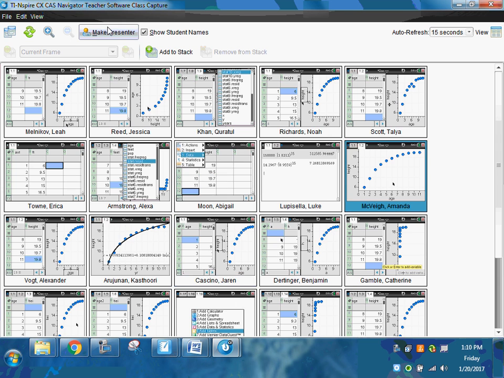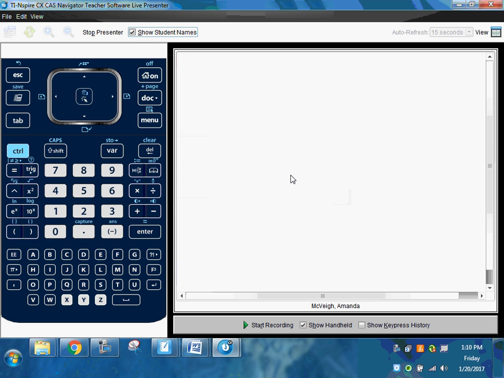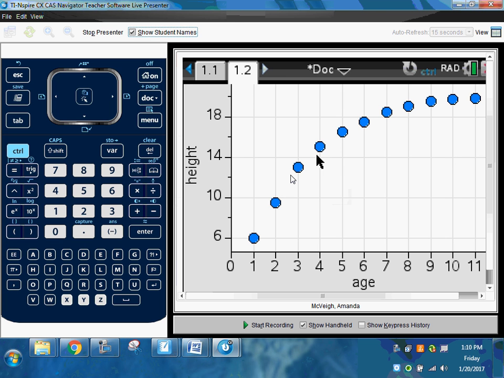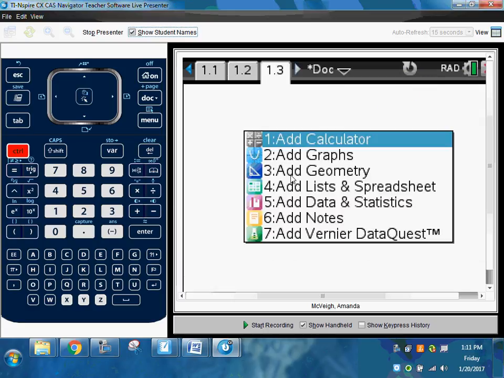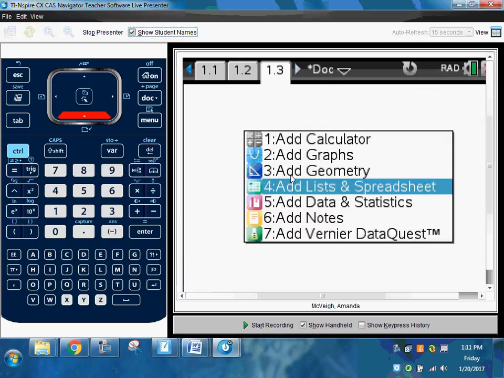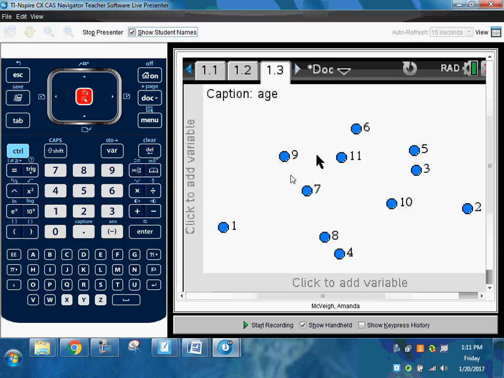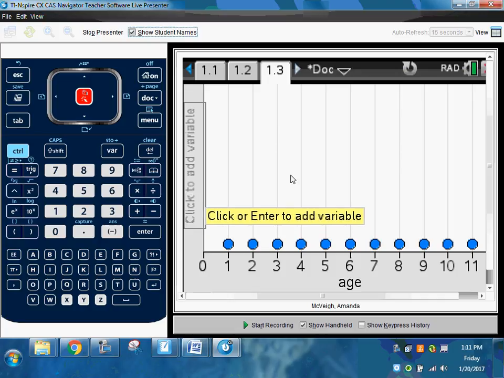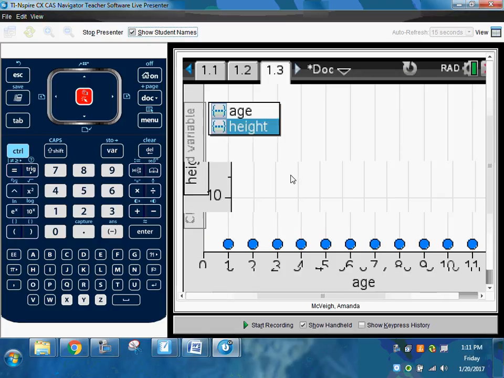Oh, Amanda, you got yours. Okay, go back to the beginning, Amanda, and show us what you did to get to your screen. So you went to this. What'd you do to? Data. Okay. Go down below and select the height. Oh, okay. And now change that to be your height.